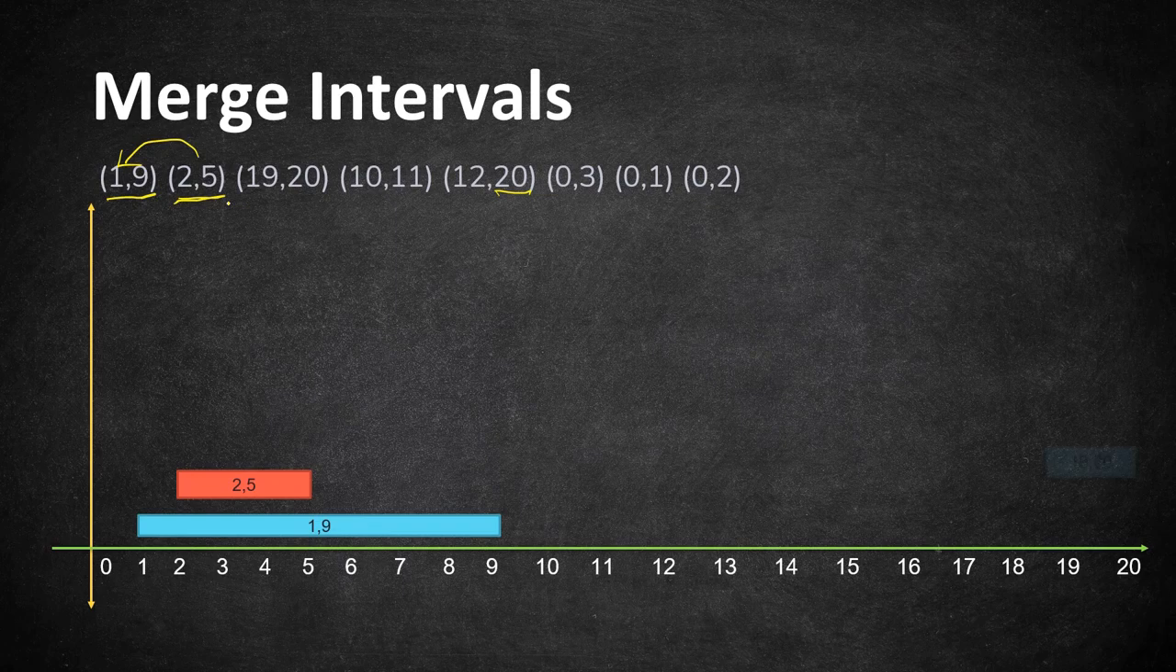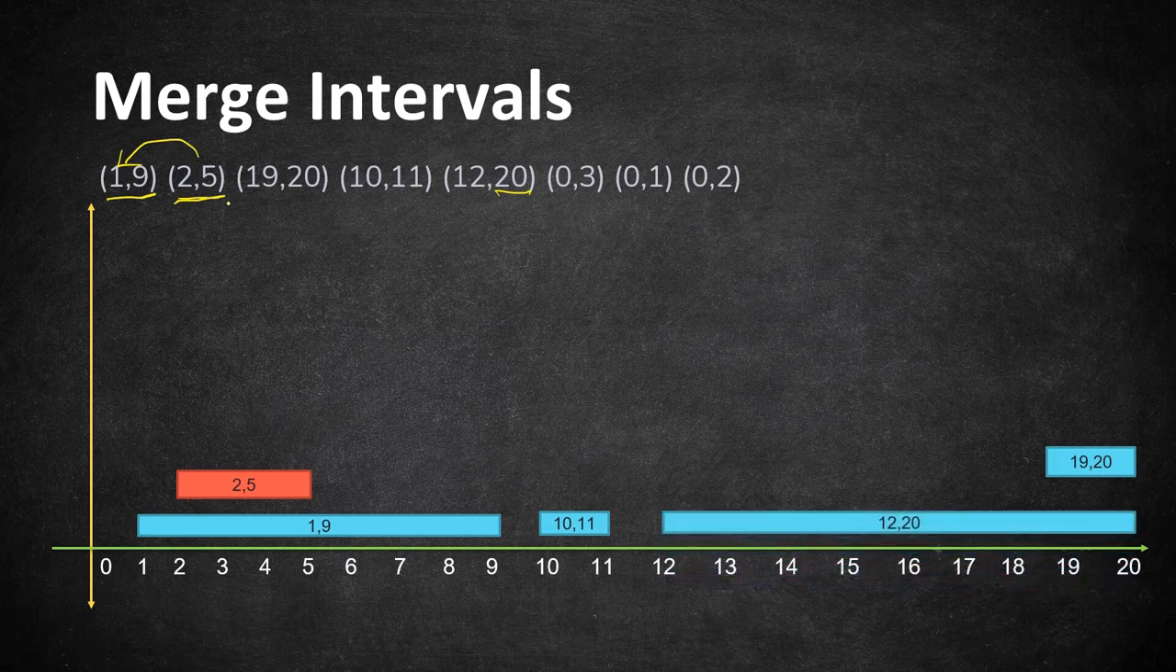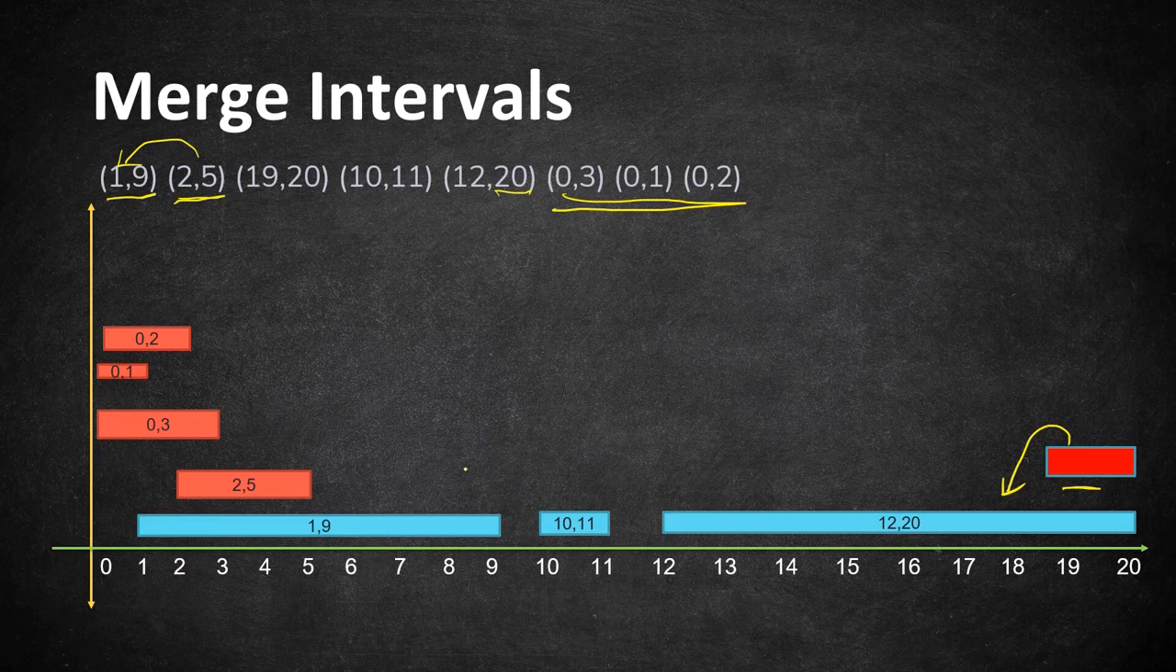The next value is 19 to 20, then 10 to 11, and the next value is 12 to 20. When you put 12 to 20, the interval 19 to 20, which is already present, becomes invalid because it lies within 12 to 20. So this also becomes red. The rest of the values, 0, 3, 0, 1 and 0, 2, all fall within the range of 9, so they all come together.